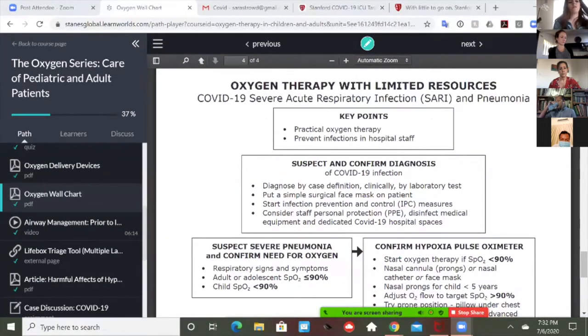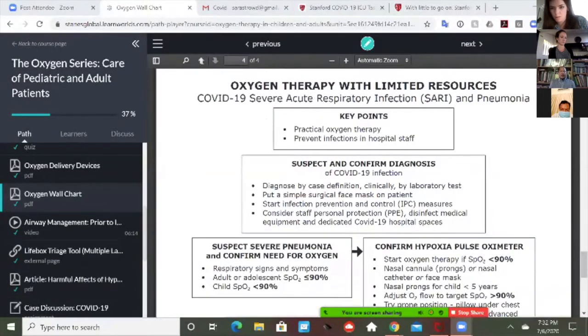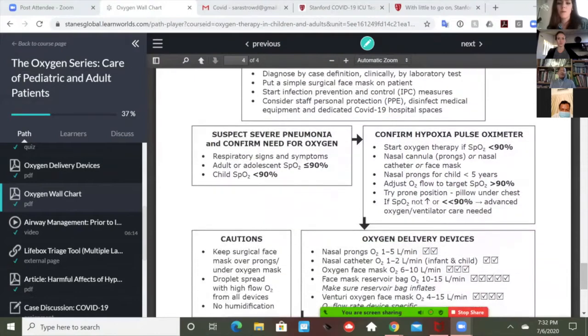Okay, so the oxygen wall chart. Again, this is oxygen therapy with limited resources, and it's COVID-19, severe acute respiratory infection and pneumonia. So once you diagnose this patient, and hopefully you have a laboratory test, then you should put a simple surgical mask on the patient. You should start infection prevention and control. Consider PPE and disinfect medical equipment and have dedicated COVID hospital spaces.